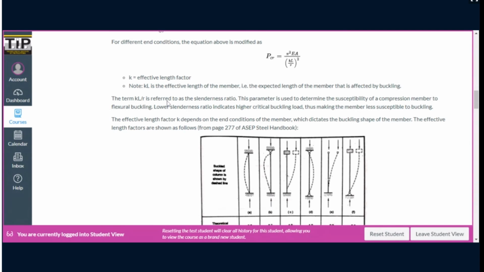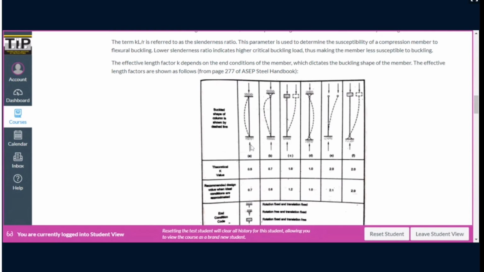So why do we say effective length? If we observe this, particularly these four, A, B, D, and E. For fixed, actually this one is a bit wrong, so let me just illustrate.